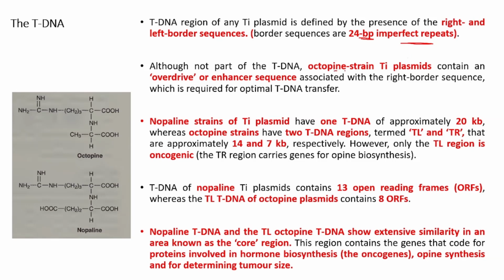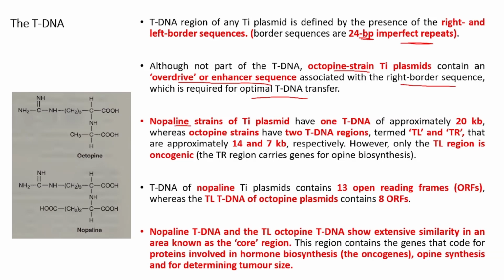Those Ti plasmids which code for octopine contain sometimes an overdrive or enhancer sequence. So in addition to the right border sequences, octopine strain Ti plasmid contains an overdrive or enhancer sequence, which is sometimes required for optimal tDNA transfer. So it helps in the smooth transfer of the tDNA from the bacteria into the plant cells.